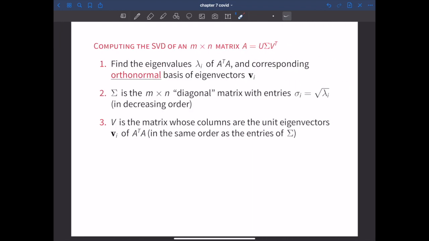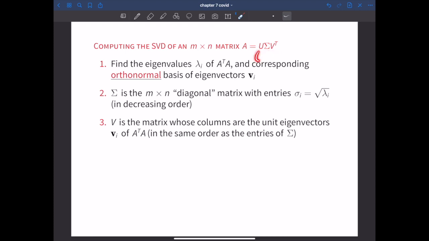The way that we find our V matrix is we take these orthonormal eigenvectors that we found and plug them in as the columns of the matrix V. So these eigenvectors, these v_i, become the columns of V, but remember, V transpose is what shows up in the formula. So these vectors become the columns of V, but when you plug them into the formula, because you're taking the transpose, they end up becoming rows. So that tells us how to find our sigma matrix and our V matrix.